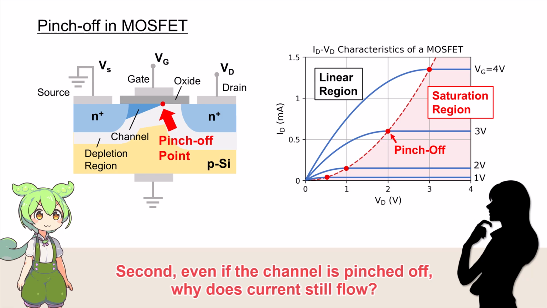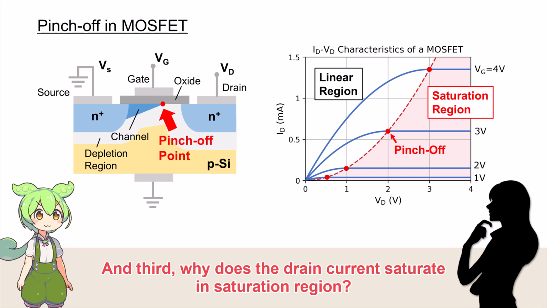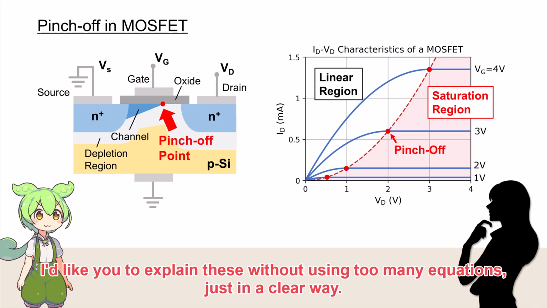Second, even if the channel is pinched off, why does current still flow? And third, why does the drain current saturate in the saturation region? I'd like you to explain these without using too many equations, just in a clear way.